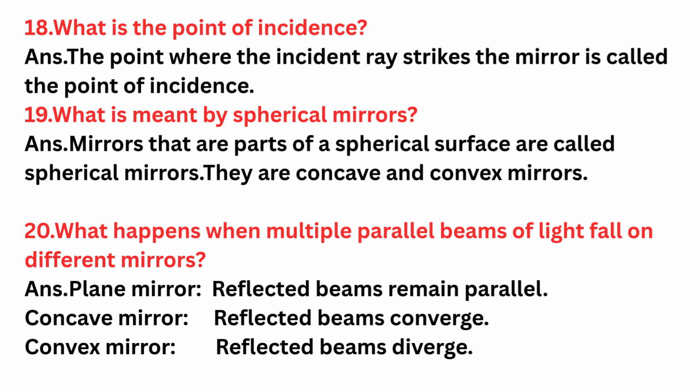Question number 20. What happens when multiple parallel beams of light fall on different mirrors? Plane mirror, reflected beams remain parallel. Concave mirror, reflected beams converge, and convex mirror, reflected beams diverge.